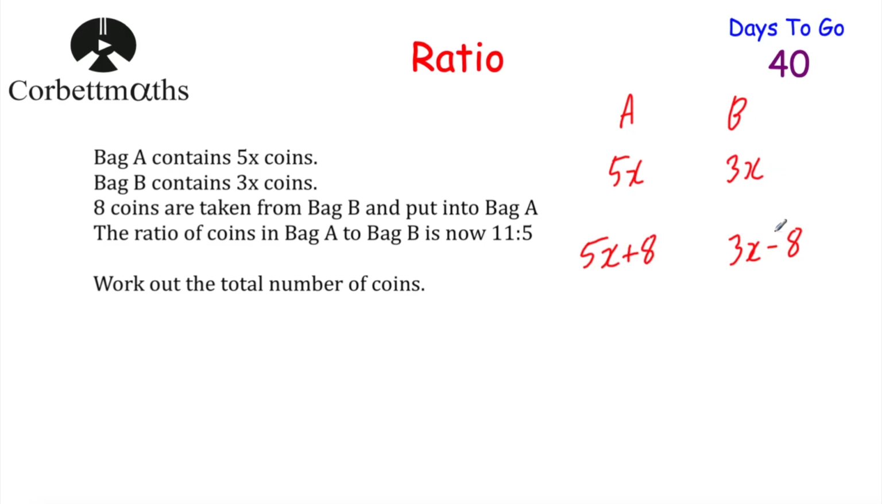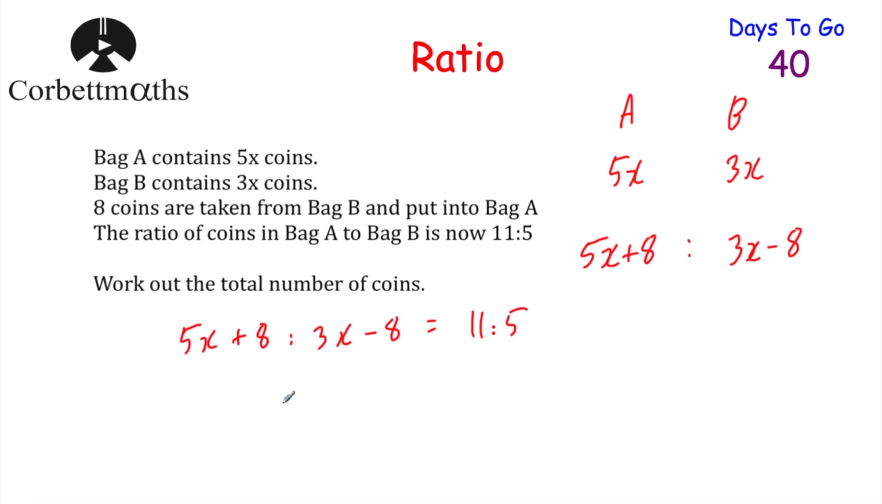So we've got 3x minus 8 in bag B, and we've got 5x plus 8 in bag A. Now we're told that the ratio of these coins is now 11 to 5. So that means that the ratio of 5x plus 8 to 3x minus 8 is equal to 11 to 5. Okay, so we've now got a ratio. Let's write it as an equation because then we can solve it, find x, and then figure out how many coins there are altogether, the total number of coins.